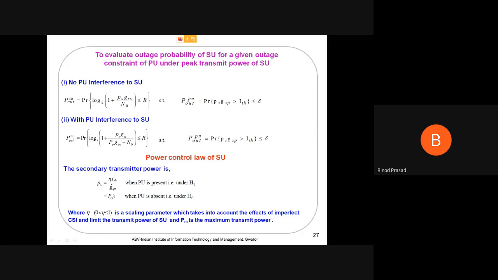And then the power control that we described earlier in the slide is the same. If PU is present, since we are going in underlay mode, we have assumed that the channel is imperfect, so it will have a scaling factor based approach where the power gets scaled down if there is some interference or erroneous channels. If the error is more, that means correlation is very less, so obviously we have to reduce the power, because if the channel is outdated, the interference gets increased. In case of overlay, we assume that the PU is absent, so it can transmit its maximum power, that is P_max, the maximum transmit power of the secondary user. So this is how the power is getting controlled.